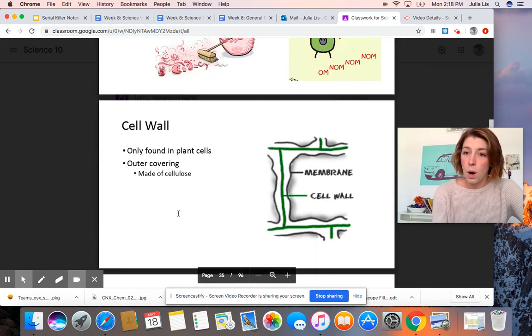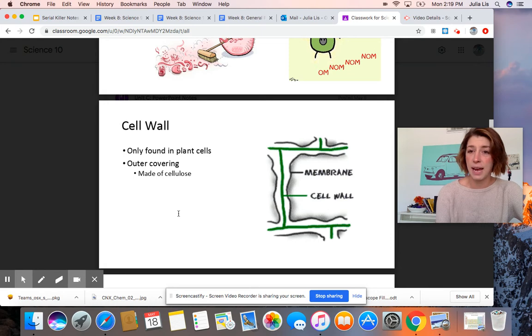Then a cell wall. A cell wall is only found in a plant cell, and it's made up of cellulose, which is a type of sugar. It's more complex. The reason you and I don't eat grass or bark is because we can't digest it, and we can't digest it because we can't break down cellulose. Cellulose is what makes up this exterior wall, so it's like a second wall for plant cells.